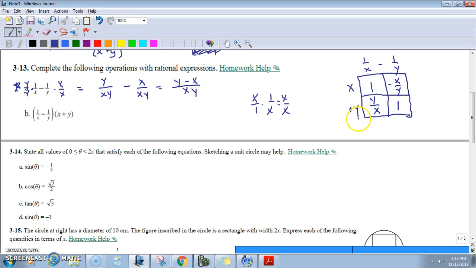So now what do I have? If I combine everything, I have y over x minus x over y plus 2. And does it want me to go any farther by subtracting those? I could, although I don't know if that would be any better. I could do that.